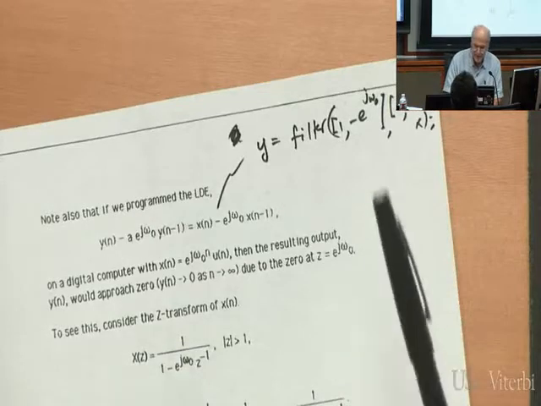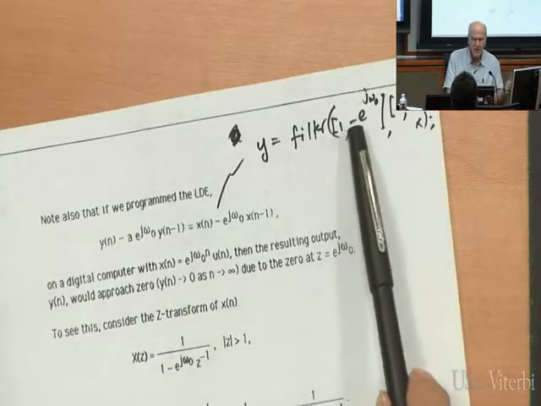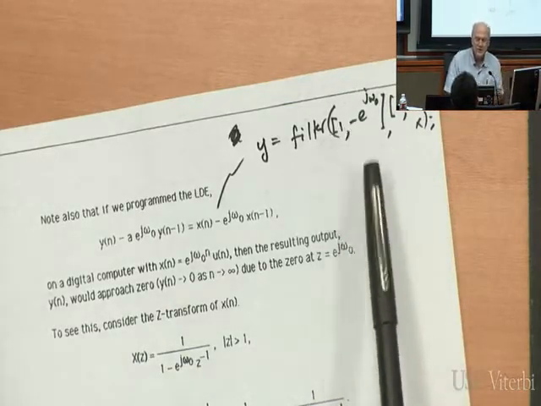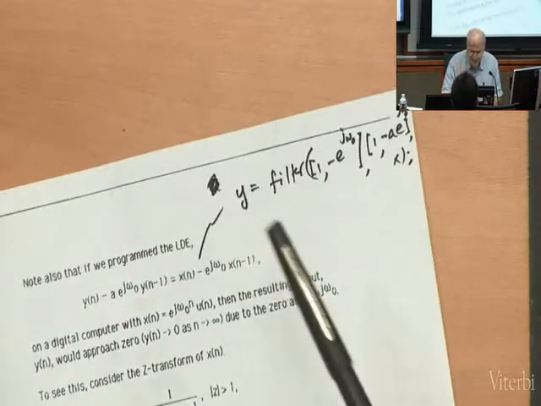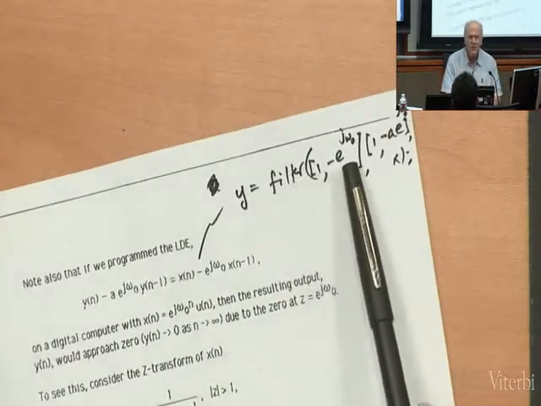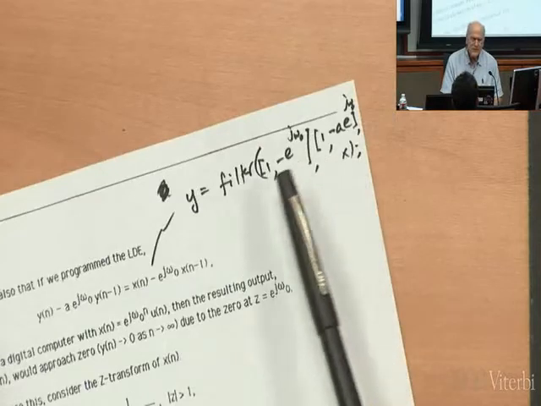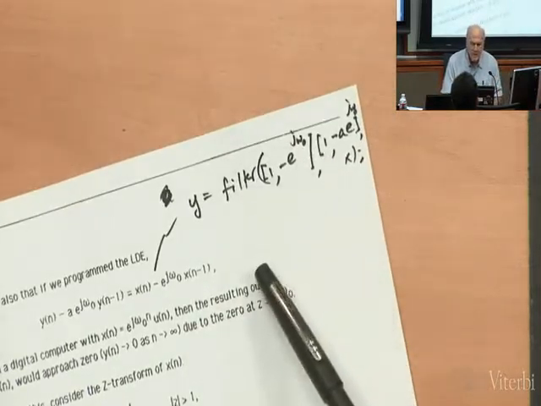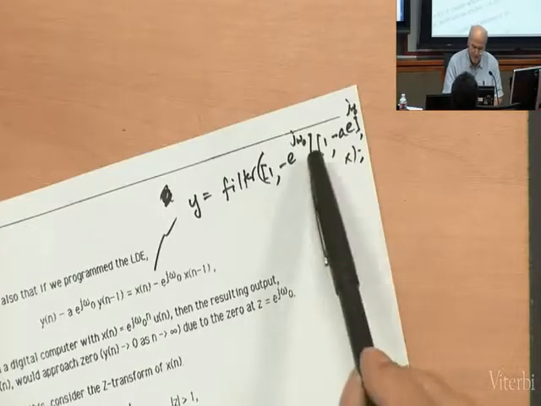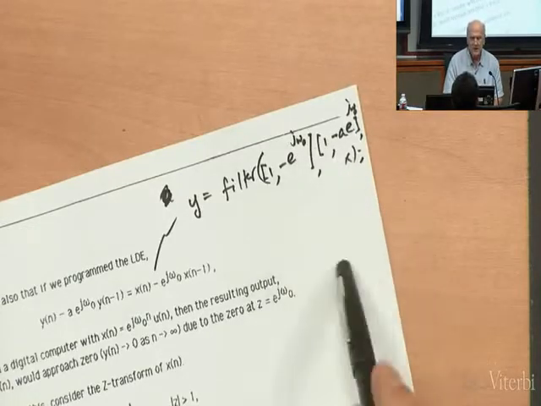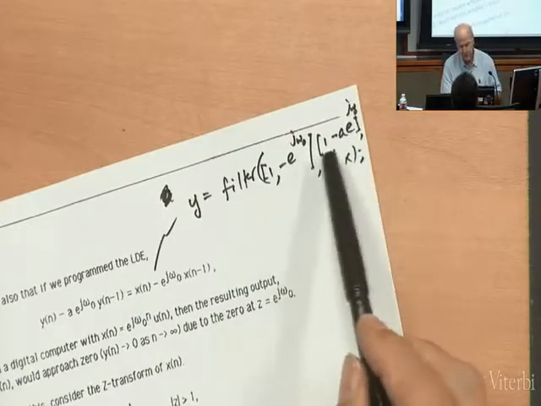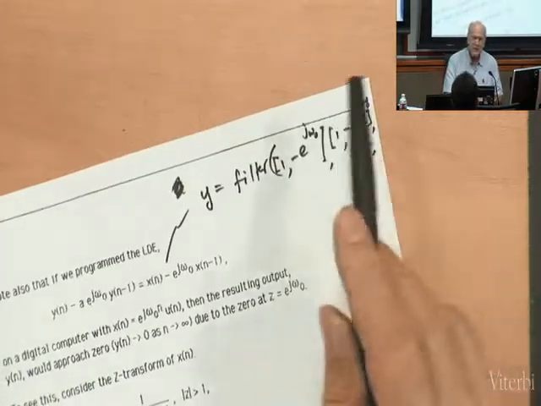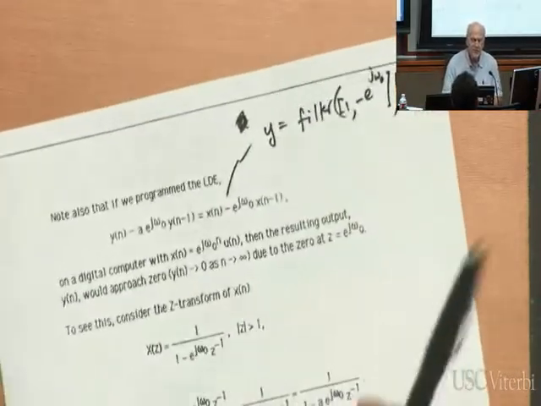But in any case, this is the A vector for the feedback coefficients. I'm sorry, this is the B vector for the feed-forward coefficients. There's just two: one coefficient is 1, and then minus e to the j omega naught, and that component is complex. Then there's a vector for the feedback, and they both have dimension 2 for this case.